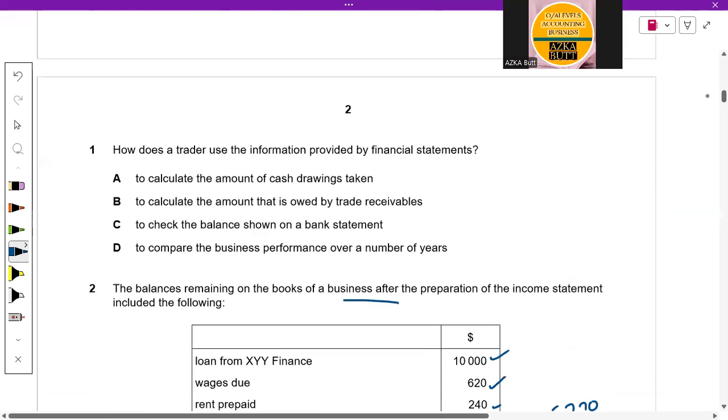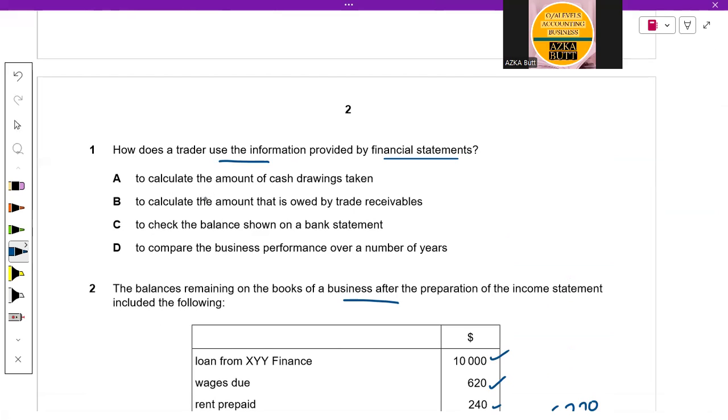Let's see question number 1. How does a trader use the information provided by the financial statements? Basically, financial statements provide a summary of a business's financial position and performance over a specific period, typically including the income statement, balance sheet, and cash flow statements. How does a trader use this information?